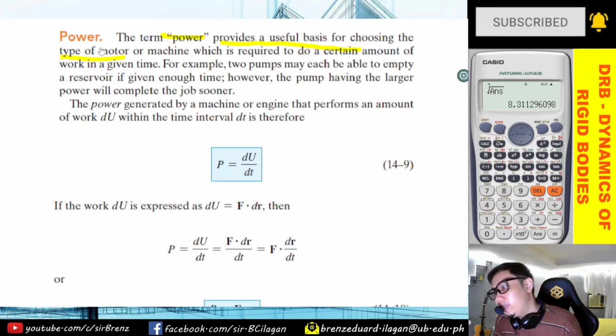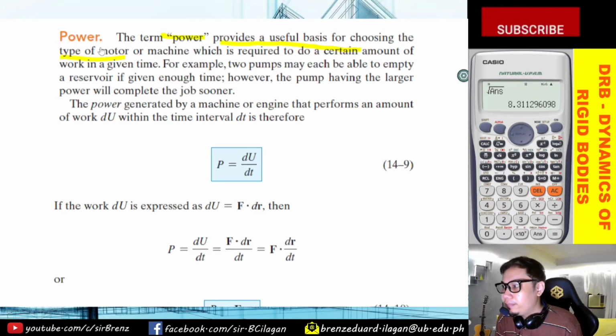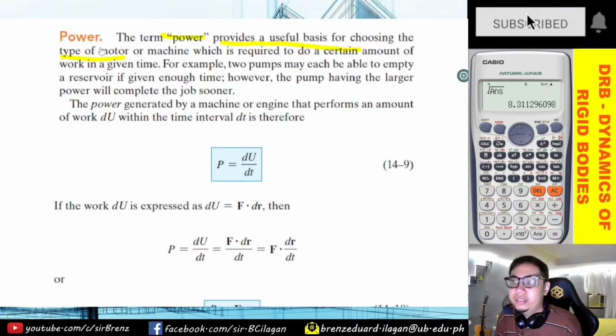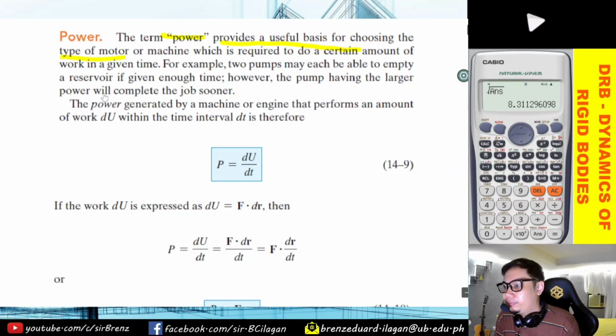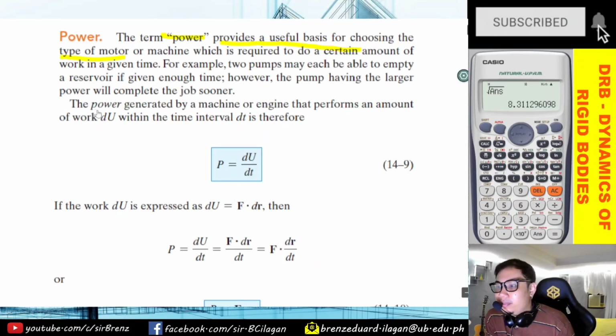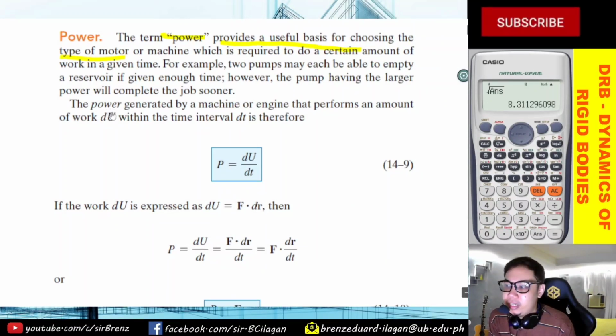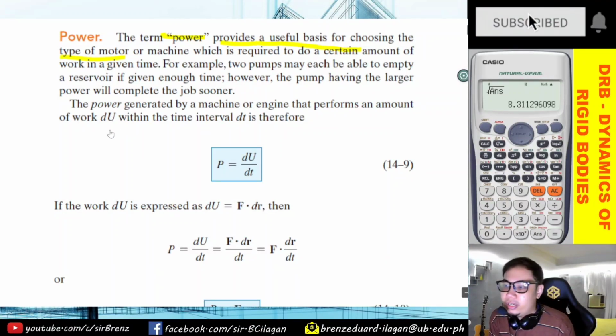So, power of a machine is required to do a certain amount of work in a given time. So, for example, two pumps may each be able to empty a reservoir if given enough time. However, the pump having the larger power will complete the job sooner. So, the higher the power, the higher the job output ng kaya niyang gawin. Pero higher din ang energy demand. Proportional naman yan.